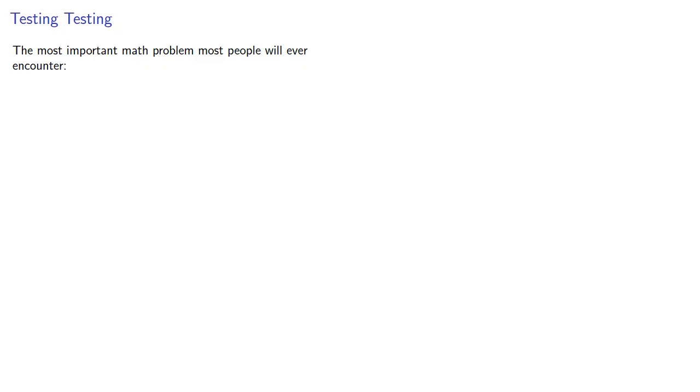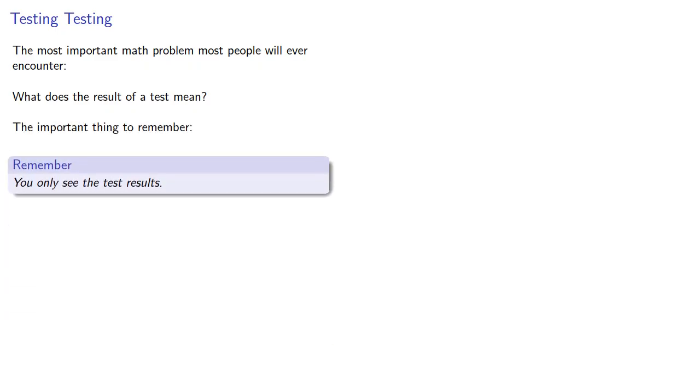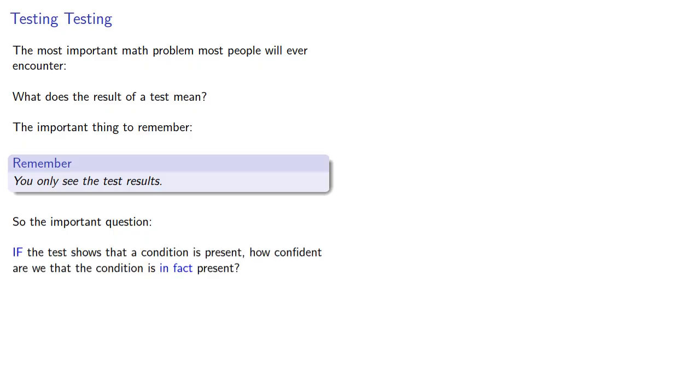The most important math problem most people will ever encounter: what does the result of a test mean? The important thing to remember is that you only see the test results. And so the important question is, if the test shows a condition is present, how confident are we that the condition is in fact present? Now, we'll need to develop some language for this.